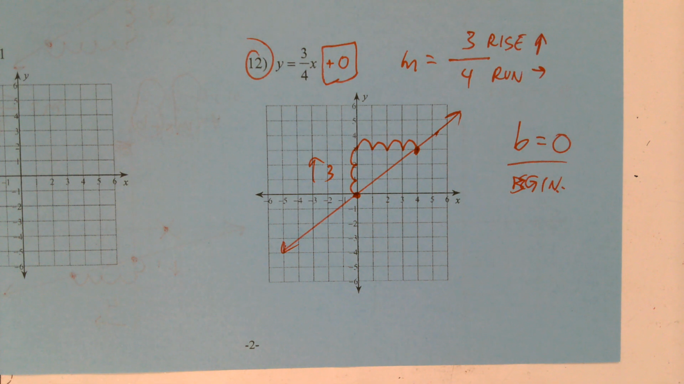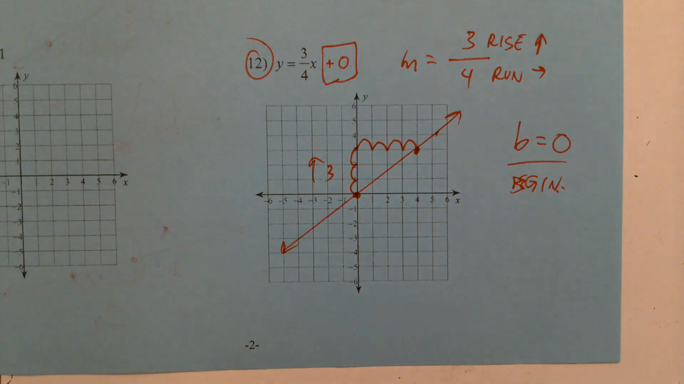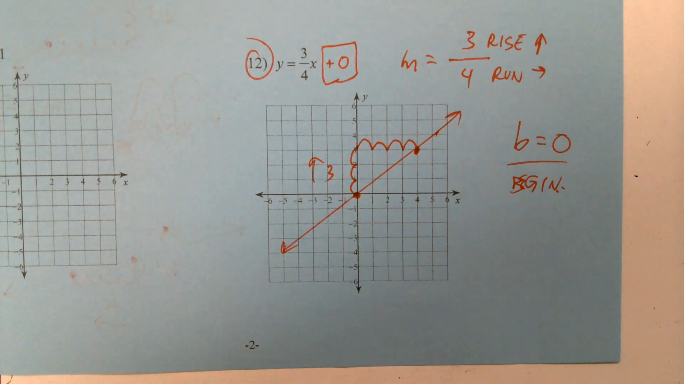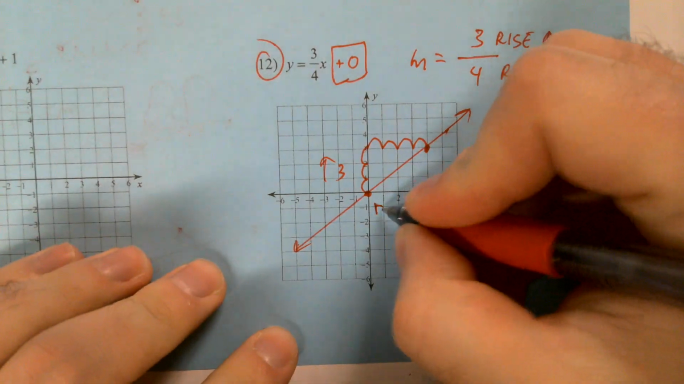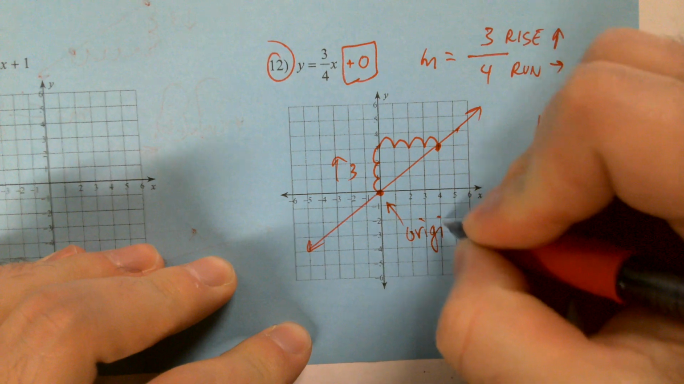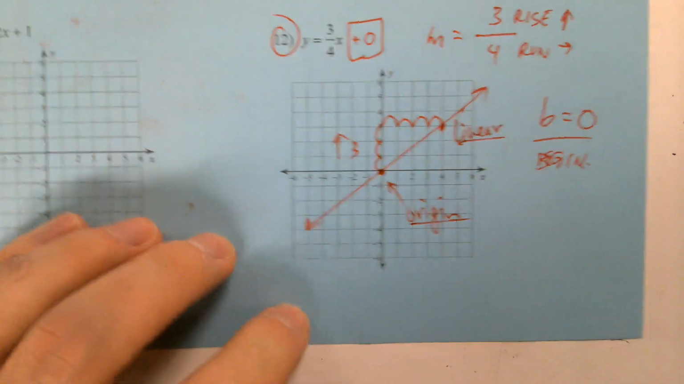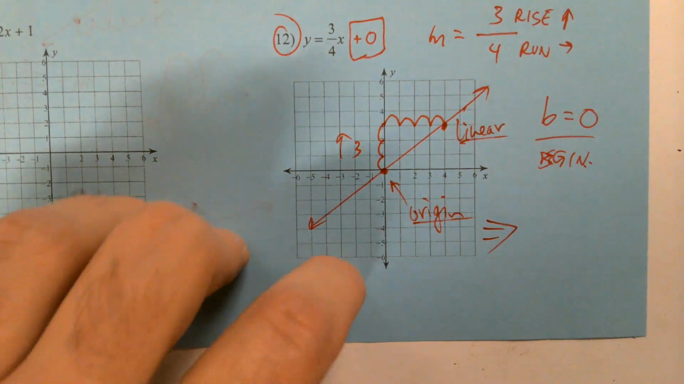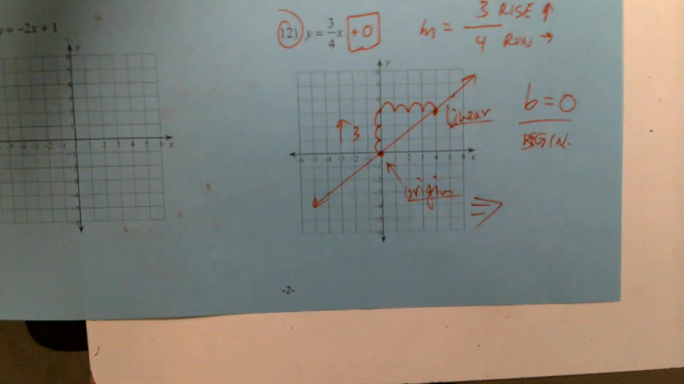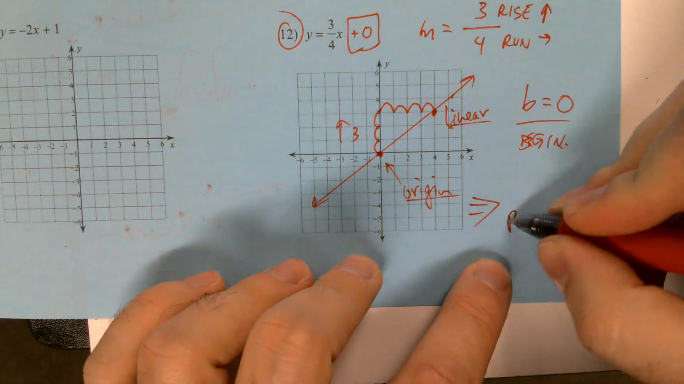Now, the line that we just graphed, does that look like a straight line to you? Yes, it does. Right? We use the ruler. It's definitely straight. And this line goes through the origin. So it's linear, and it goes through the origin. Anyone remember what we can call that special relationship? Proportional. That's right.